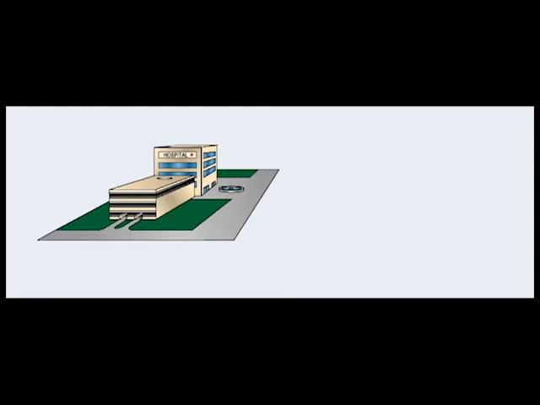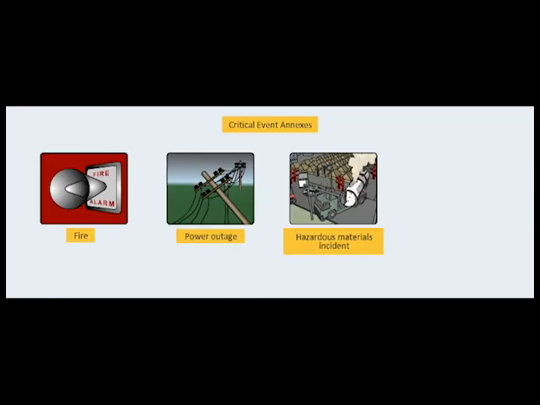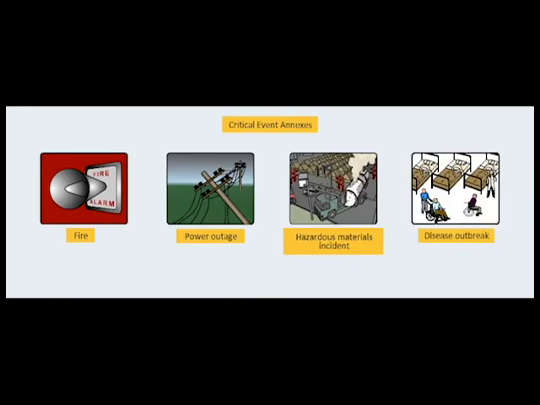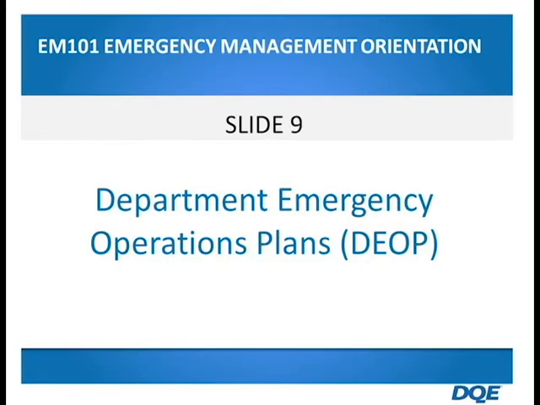Hospitals should also have incident-specific plans, commonly called critical event annexes. These detail special procedures for those high-likelihood events identified during the hazard vulnerability analysis. For example, since fires, power failures, hazardous materials incidents, and disease outbreaks typically present great vulnerability to a hospital, there should be specific plans and procedures for managing the unique requirements of those types of emergencies.